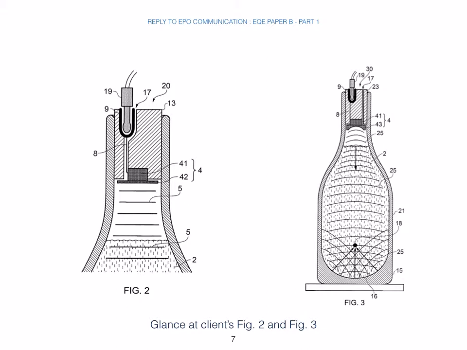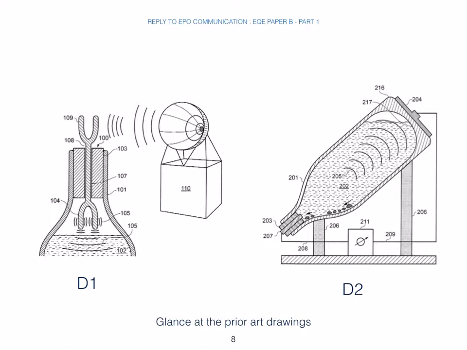We can go to the drawings of the prior art documents D1 and D2. Here we have on the left D1's drawing, which shows a bottleneck with a double-headed tuning fork that passes through a closure at 100. The tuning fork receives waves from an external emitter 110 and transmits waves 105 into the liquid 102. That's D1.